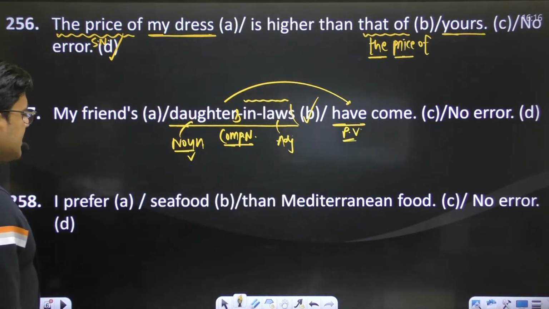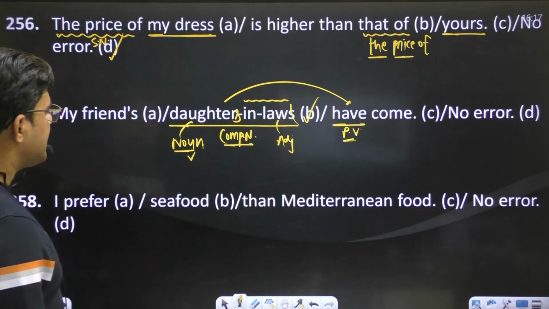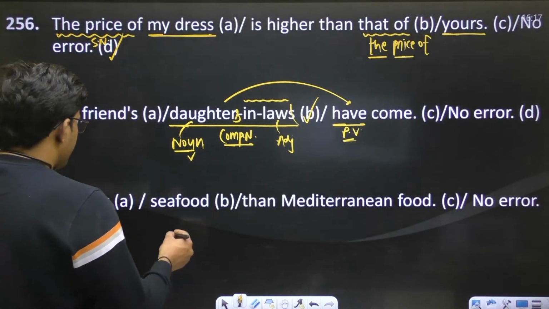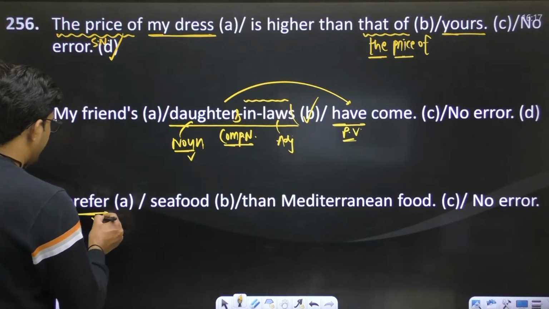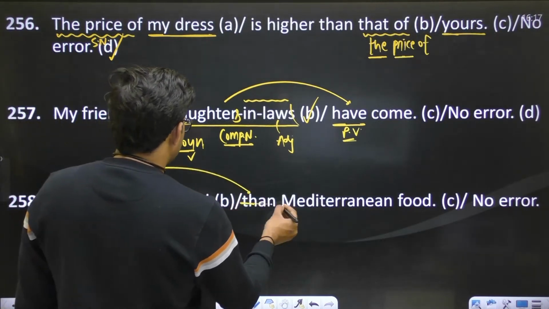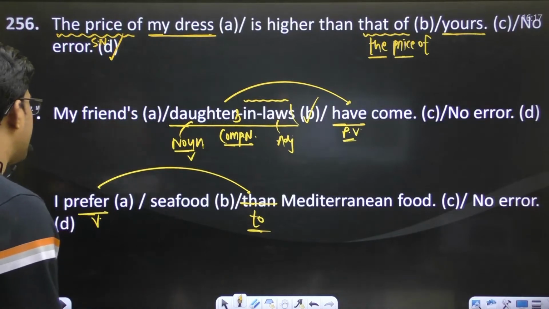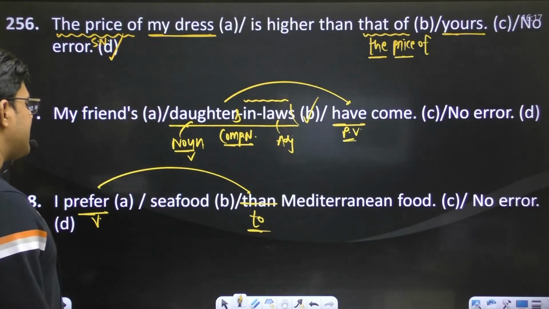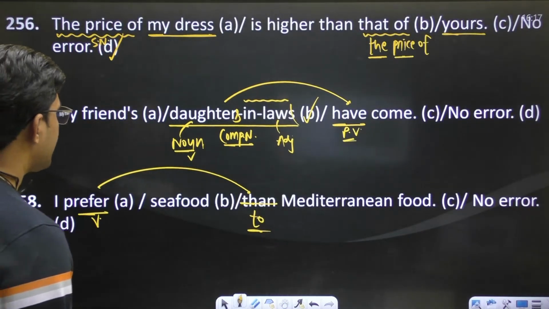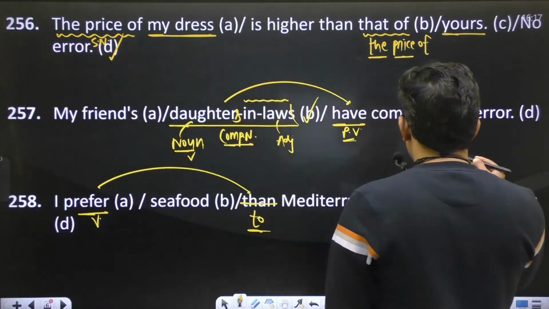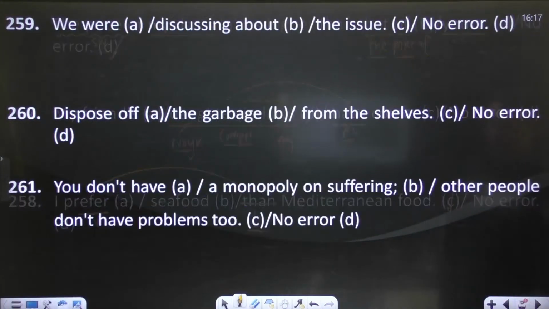I prefer seafood than Mediterranean food. Make sure this verb prefer always demands to, not than. The sentence will be like, I prefer seafood to Mediterranean food. And you will have an error in part C. Move to the next sentence.